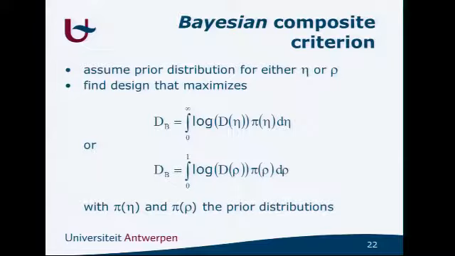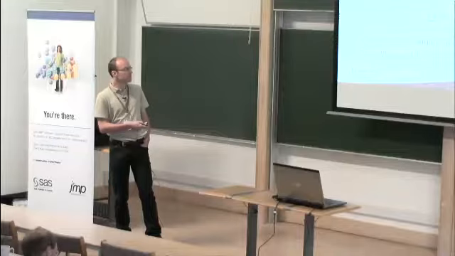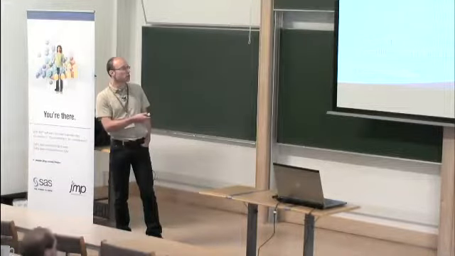The problem with this Bayesian approach is that there are no analytical expressions for these integrals, and because of that we have to evaluate these integrals numerically, and very often this is done using pseudo-Monte Carlo sampling, and pseudo-Monte Carlo sampling is very computationally intensive. How does that approach work?